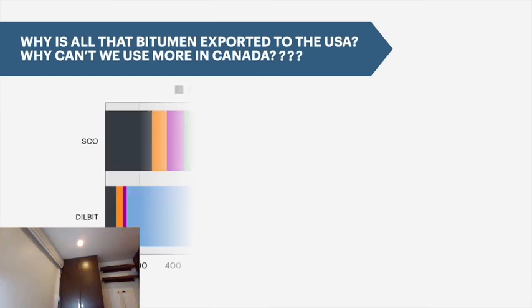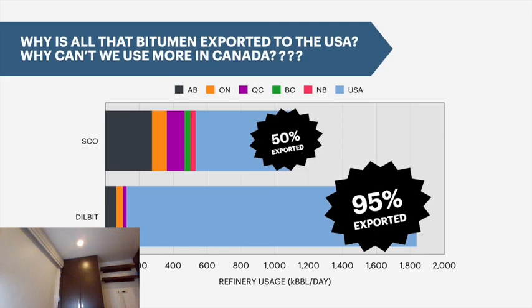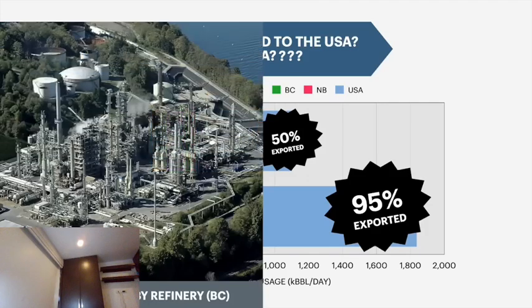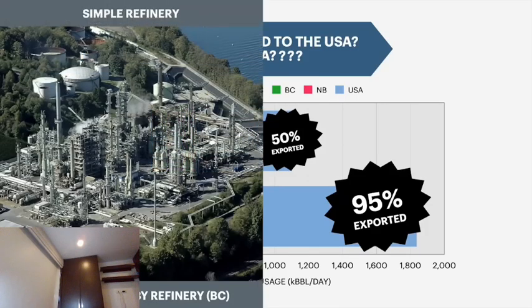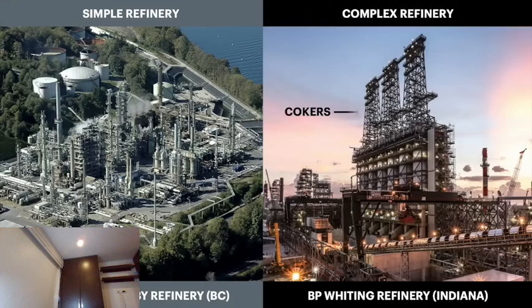Well, Canada has a lot of upgraders, which are basically partial refineries. So Canadian refineries are better suited for synthetic crude, which has already been partially refined. So that's why very little bitumen is processed in Canada. To process bitumen, you need a very complex refinery, basically a refinery with a built-in upgrader, just like the ones found in the US.